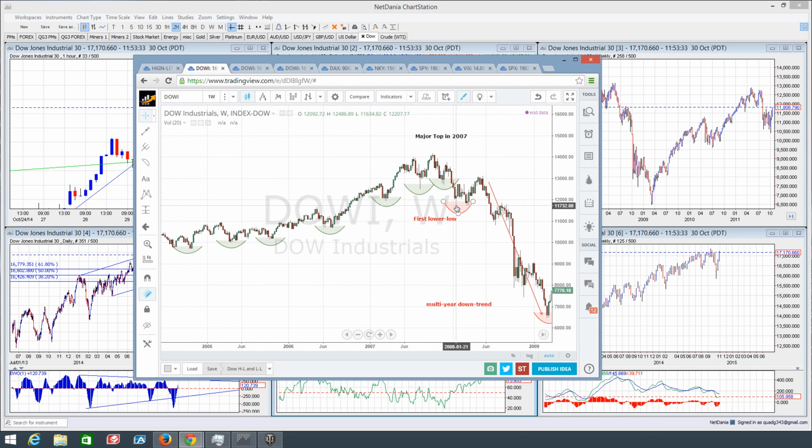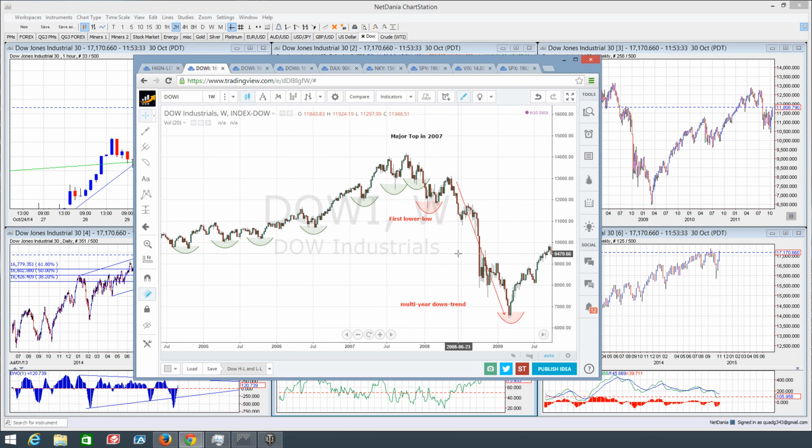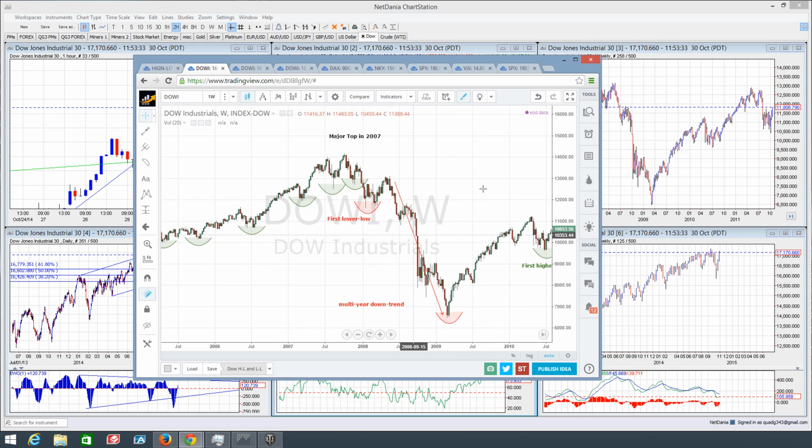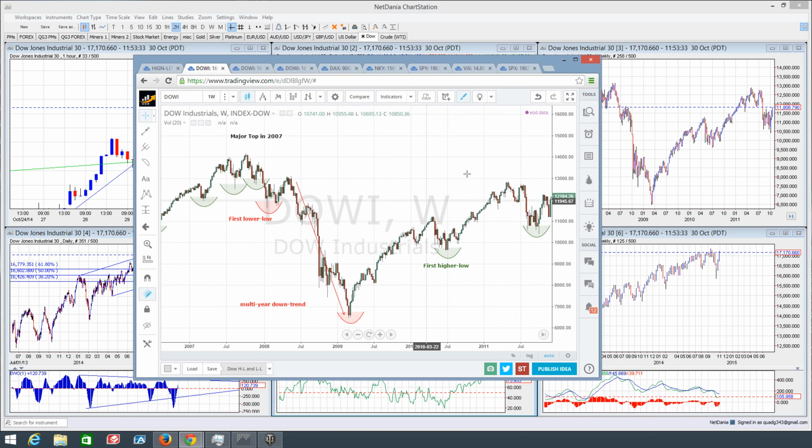Right about here in early 2008, we saw a lower high, which was confirmed with a new lower low, the first lower low, and that set into motion another multi-year downtrend, which was the real estate and banking bust of 2008. So we'll progress a little further into the new uptrend after that.